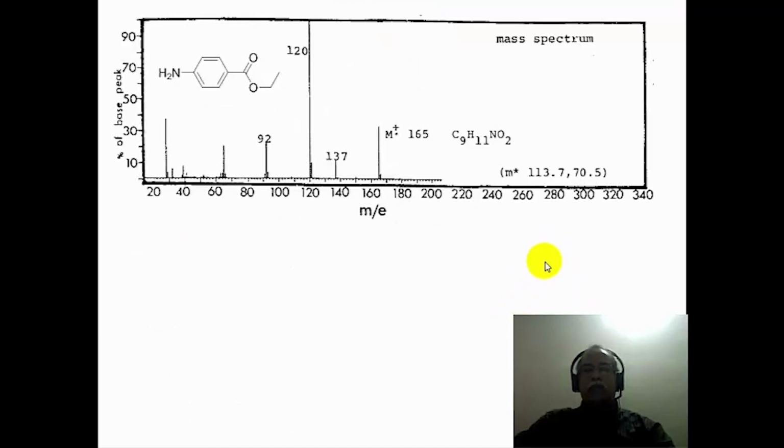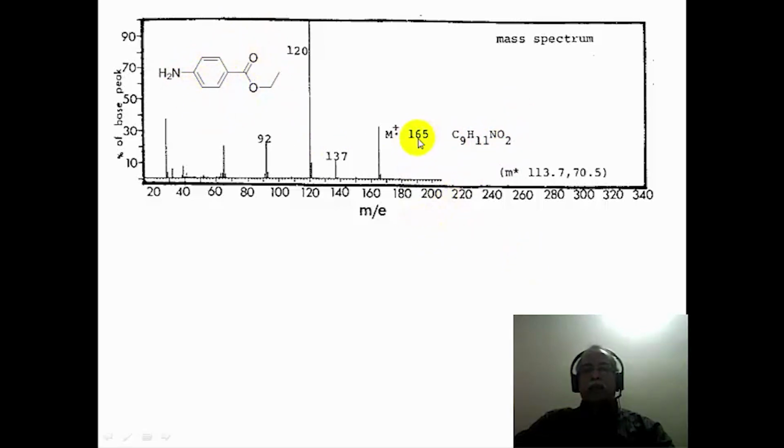Now let us try to analyze this particular spectrum. The spectrum corresponds to para-amino ethyl benzoate. Para-amino ethyl benzoate is a painkiller, and this mass spectrum corresponds to the electron impact ionization mass spectrum of this particular compound. The molecular formula is given, C9H11N2, and the structure of the compound is also given here.